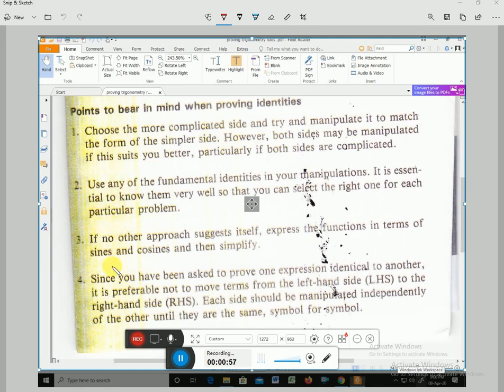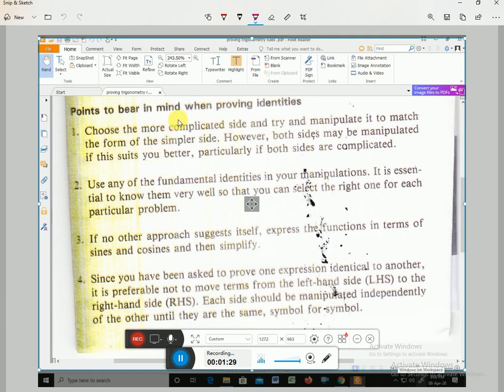All right. In this case, people, you need to choose the more complicated side. By the way, you'll be given the two sides. Look at the complicated side.